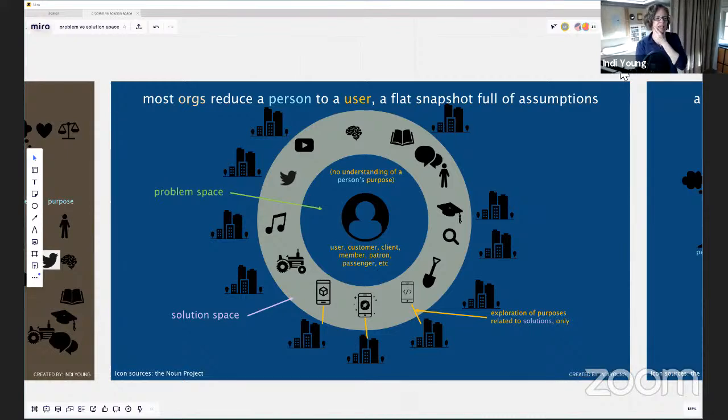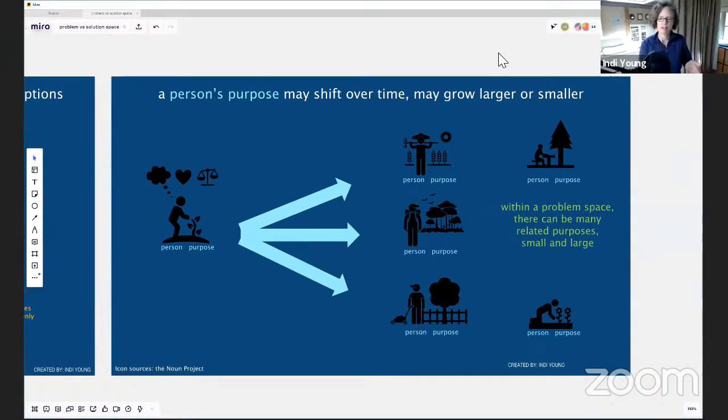So that next slide is going back to double down on what I said earlier, that a person's purpose is contextual. So it changes. It changes often with life events. It changes with different goals, larger goals that you might have in mind. So my little icons here, I was like, a person's planting something. Maybe their purpose is to get out in nature more, or maybe their purpose is to grow their own food, or to have a beautiful yard, all sorts of different larger purposes, and they may shift. They may shift over time, they may shift with where you live.